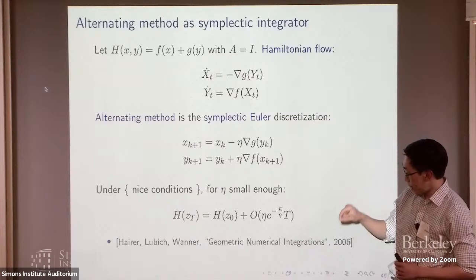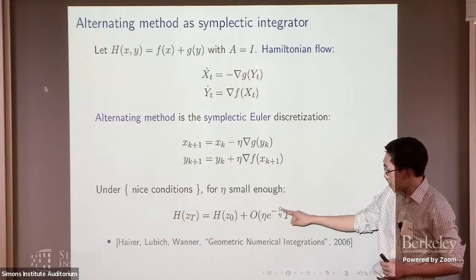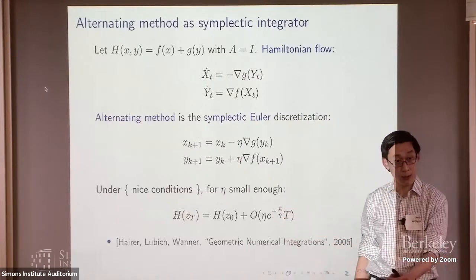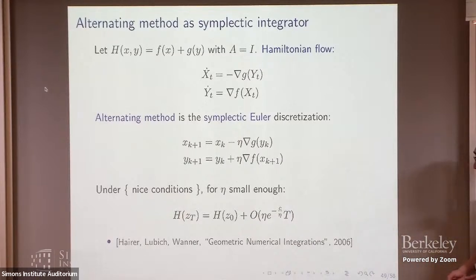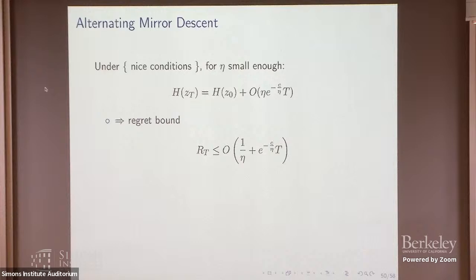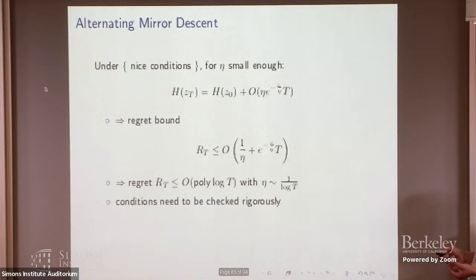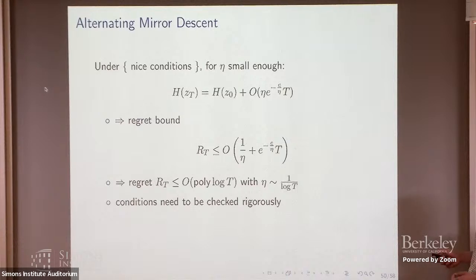If your step size is very, very small, this e to the minus constant over the step size really goes down to 0, right? For example, there is this beautiful textbook by Hairer et al. So if we have something like this, then let's just see what we can do. We can plug this into the regret bound and we get the following expression. Now we can choose the step size to be logarithmic in t, and then this will give us some polylog t bound for the regret.